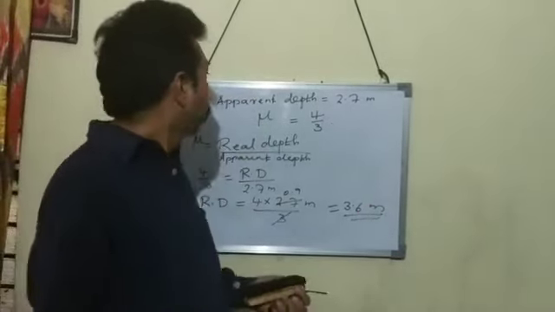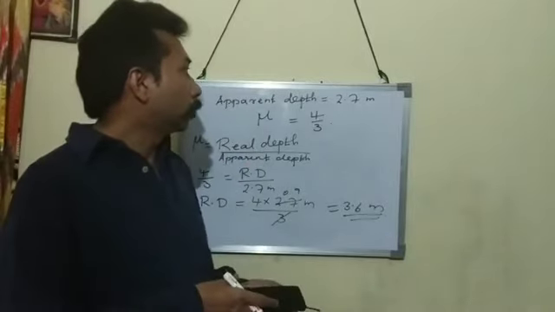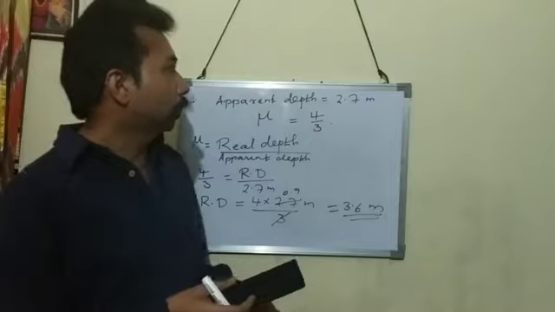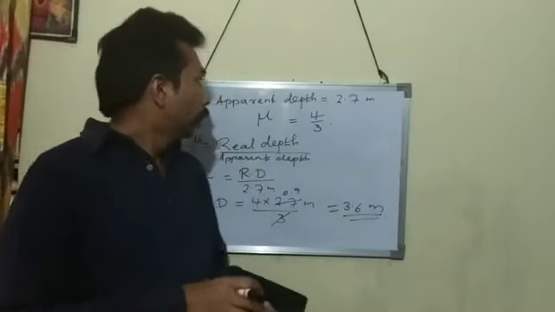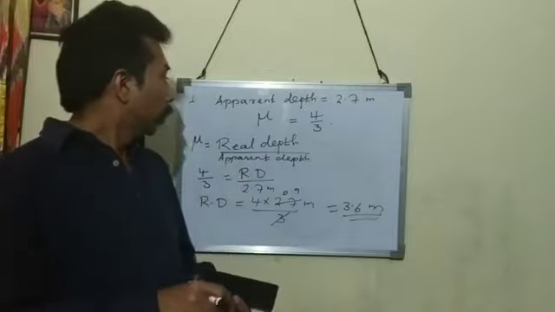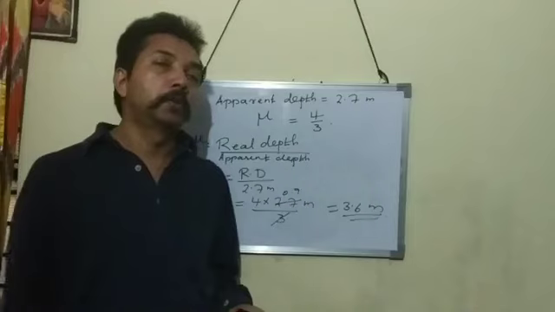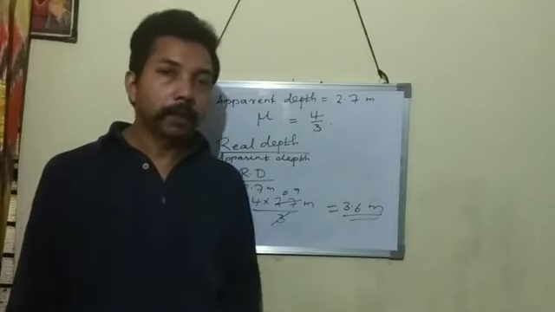In the question, it appears to be at this much depth, that is given as 2.7 meter. Means apparent depth is given as 2.7 meter, and the refractive index of water is given as 4/3. Then we are asked to calculate the real depth. We write the formula, substitute and solve. Then we get the answer.